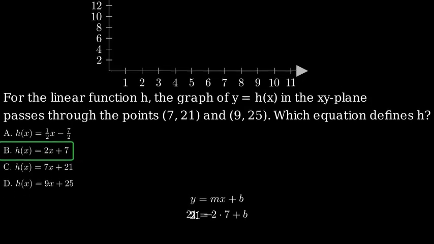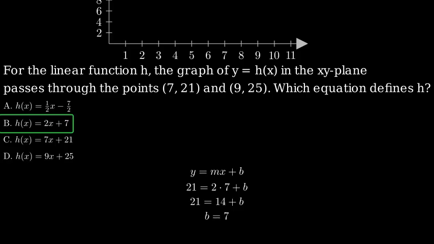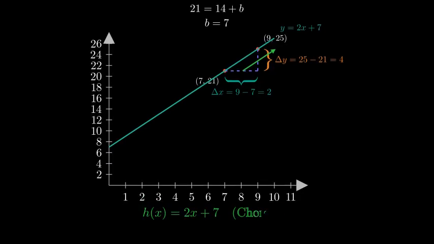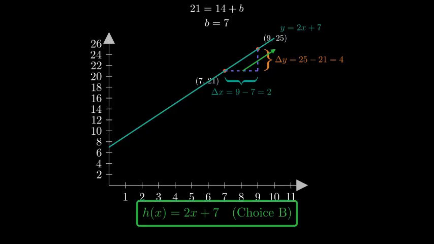Plug in the point 7, 21 with m equals 2 to get 21 equals 2 times 7 plus b. So b equals 7. Let's draw the line y equals 2x plus 7 and confirm it passes through both given points. Final answer. H of x equals 2x plus 7. Choice B.